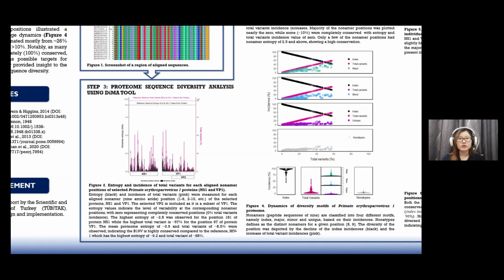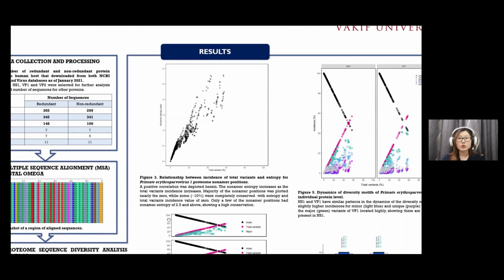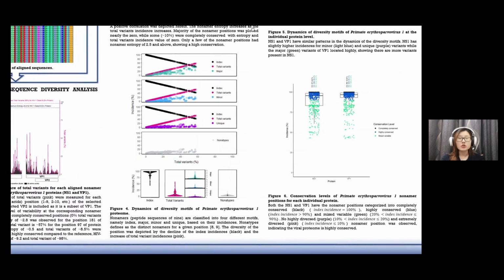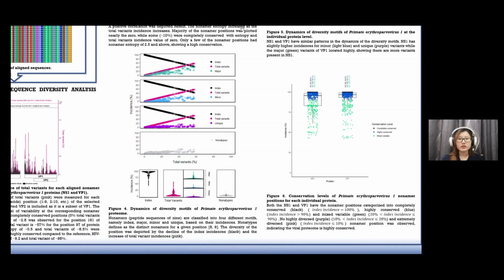Figure 3 provides a scatter plot to better understand the relationship between entropy and total variance. Each dot represents a non-normal position. A positive correlation was observed with a wider spread in total variance with increasing entropy or diversity, starting from an entropy value of 0.5 onwards. Given this, we then went on to investigate the diversity motif that comprised the total variance, namely the major, minor, and unique variants.